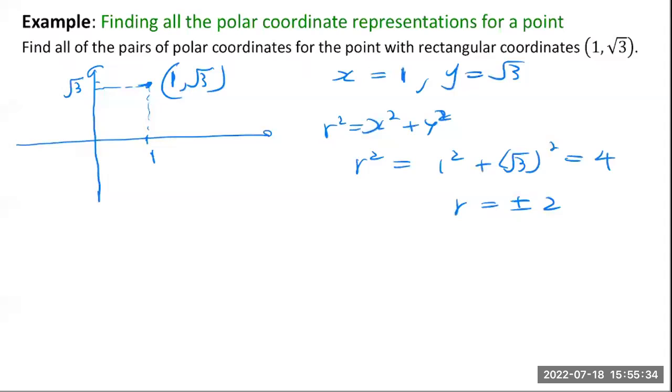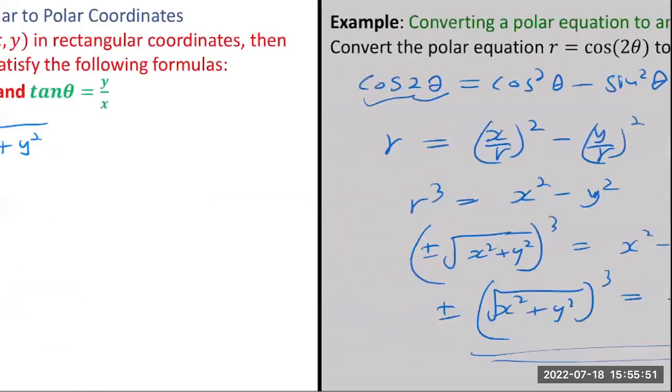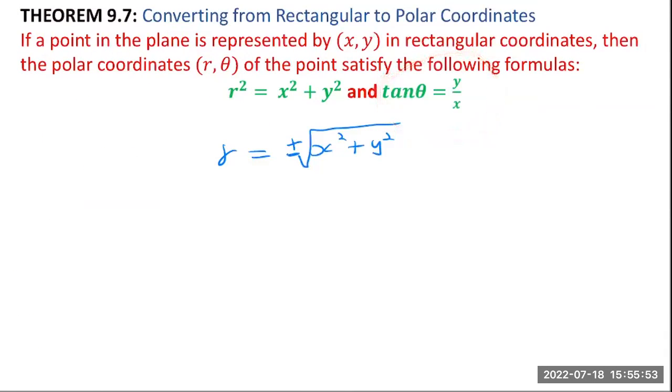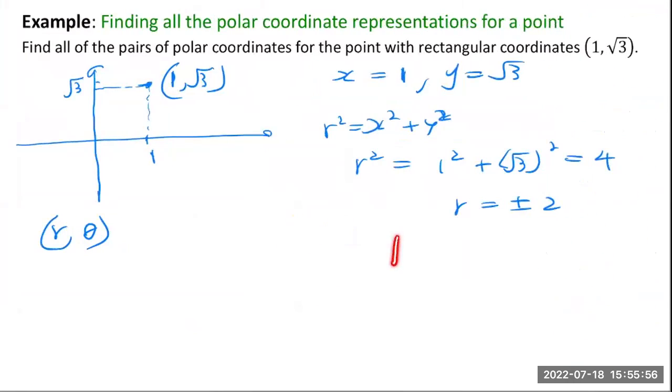And then what about the angle? To mark the polar coordinates, we need the angle as well, in addition to r, because polar coordinates take the form r comma theta. We are okay with r; we have two possible candidates. What about the angle? Well, this theorem again helps you find the angle. Tan theta is equal to y over x, that is square root of 3 divided by 1. That means there are two basic angles in the interval 0 comma 2 pi.